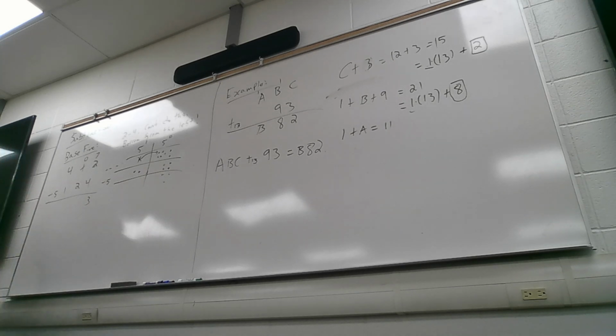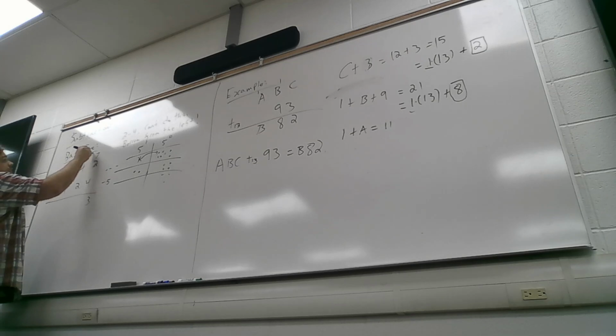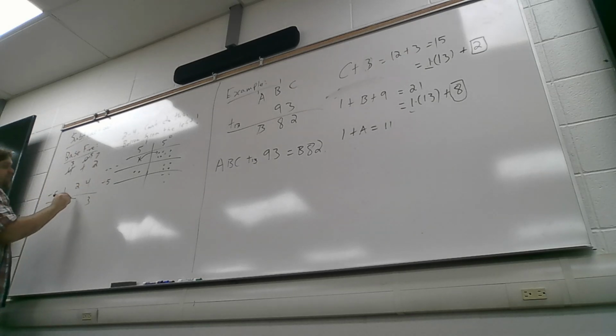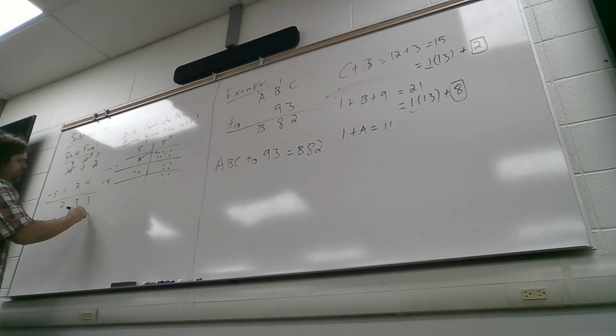But now we just rinse and repeat, right? 0 minus 2, we can't, so we have to borrow. So we cross that out, and we just borrowed 5. 5 minus 2, we get 3. 3 minus 1 is 2, right? So 4, 1, 2 in base 5 minus 1, 2, 4, is 2, 3, 3.